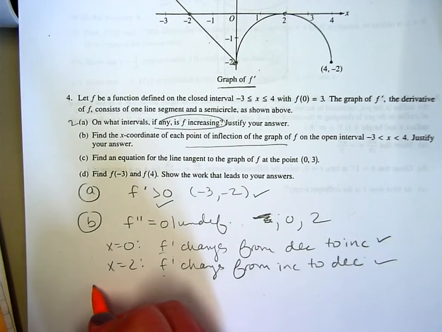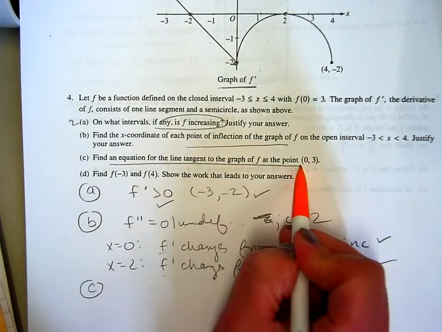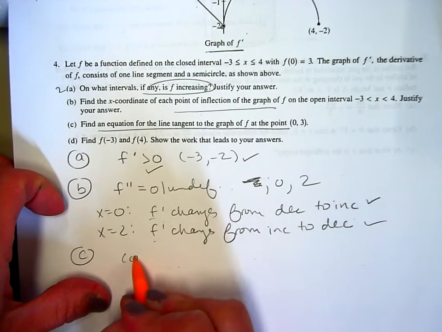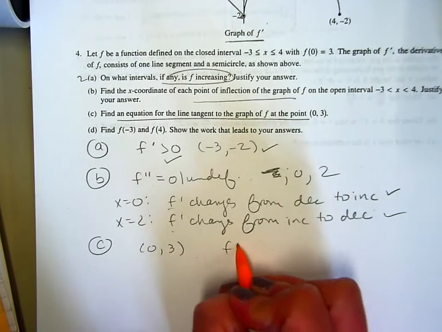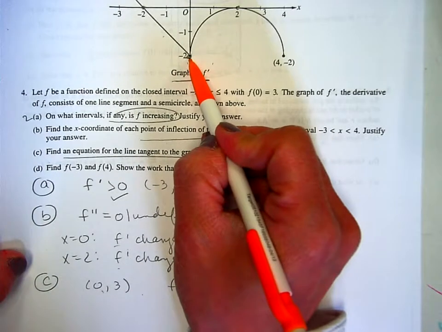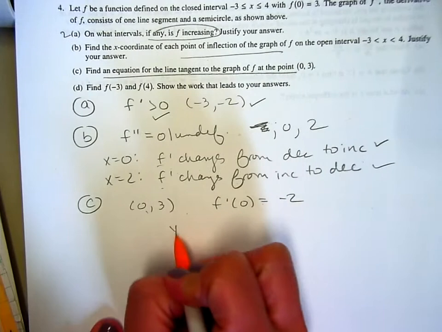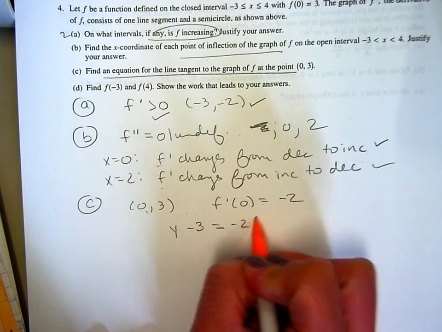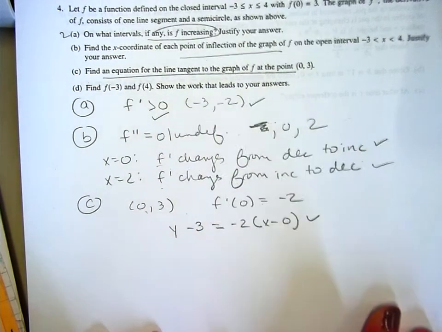Okay, part C. Find an equation for the tangent line. So they give me a point already. The only other thing I need is the slope at that point. The slope at 0, just pick it out from the curve, is -2. My equation is y minus 3 equals -2 times the quantity x minus 0. 1 point for the entire equation.